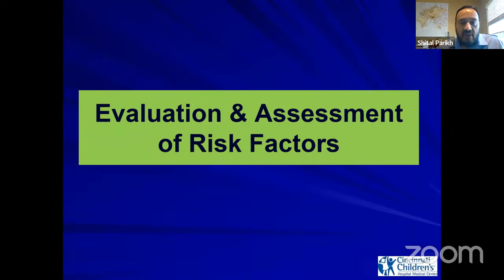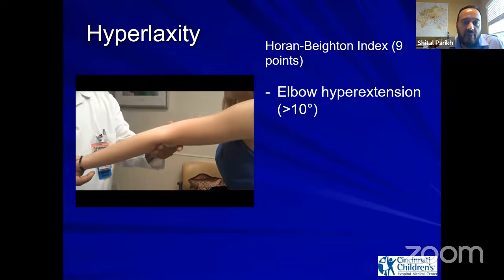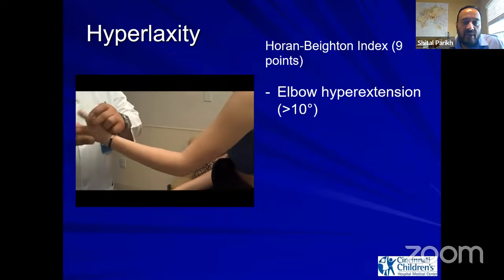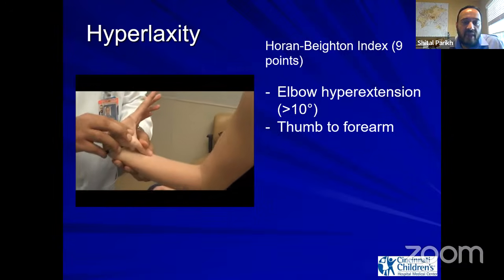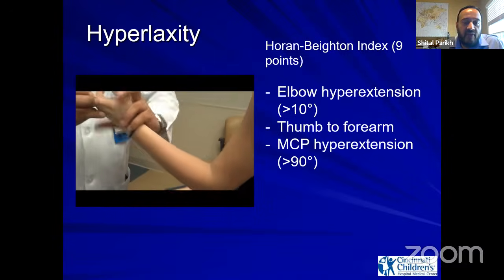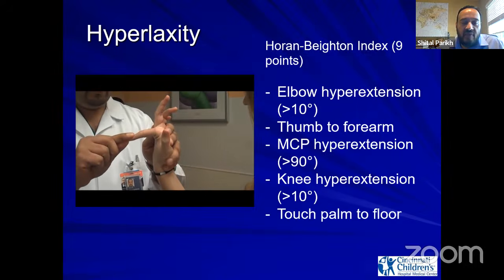How do we evaluate the risk factors? We already talked about hyperlaxity, which is measured on the Beighton index, which is 9 points: elbow hyperextension, thumb to forearm as seen here, and if they can hyperextend their finger more than 90 degrees, knee hyperextension more than 10 degrees, and if they can touch the palm to the floor. If they score more than 5, it is an indication of hyperlaxity.